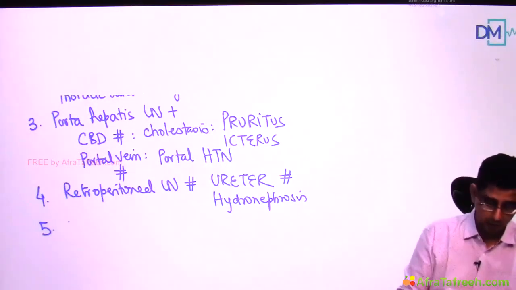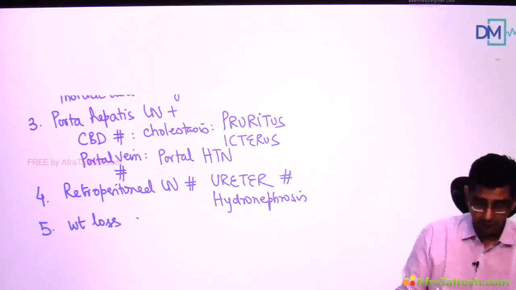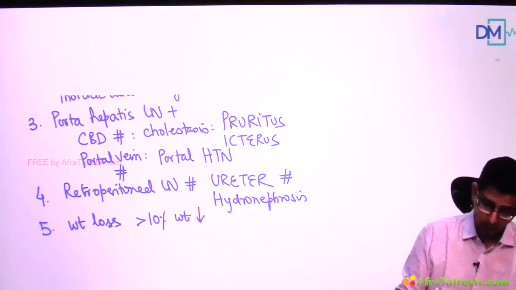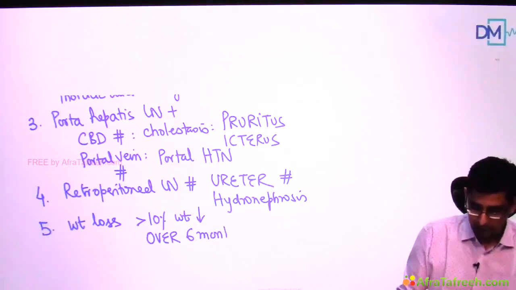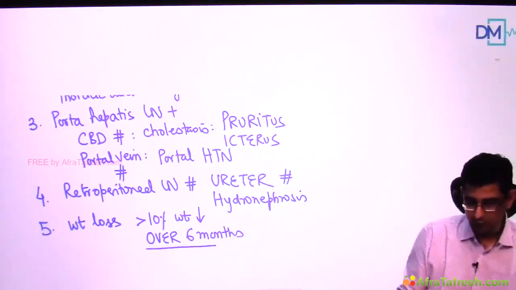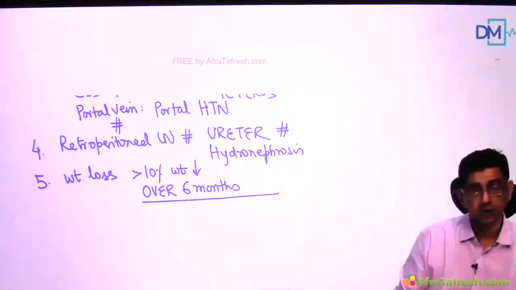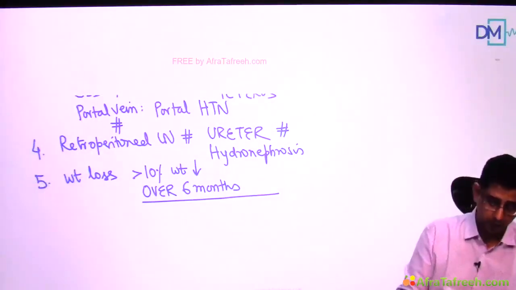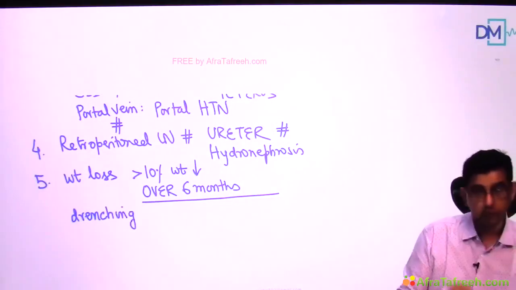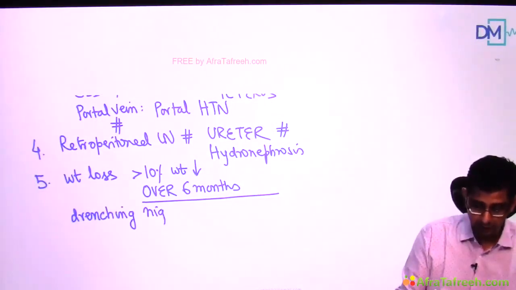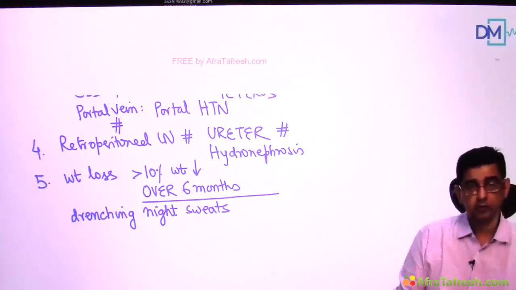These patients can also have significant weight loss, which is defined as more than 10% decrease in the weight of the patient over a span of something like 6 months. Then also these patients will have excessive sweating. So the MCQ might use the words drenching night sweats in a patient. These symptoms can mimic the symptoms of tuberculosis.